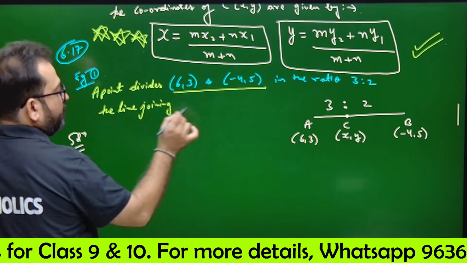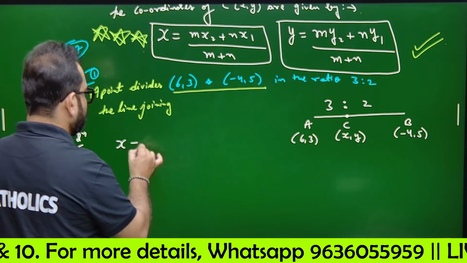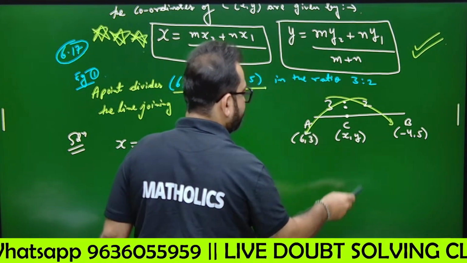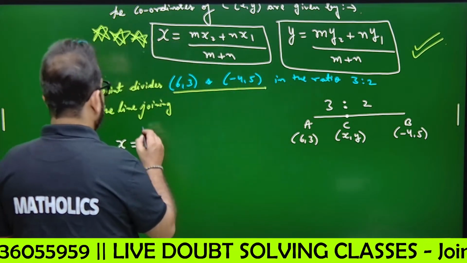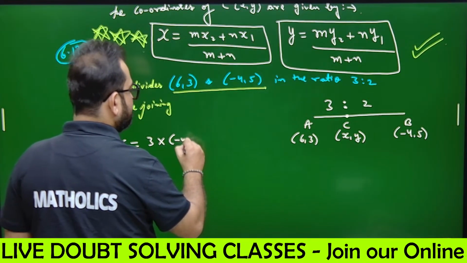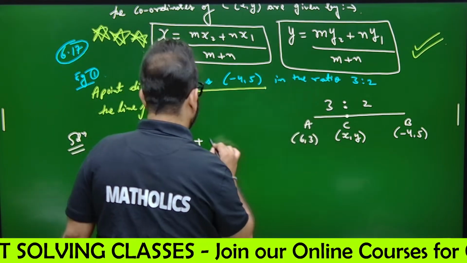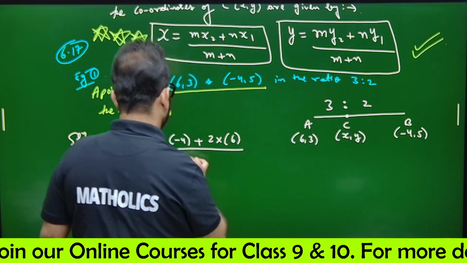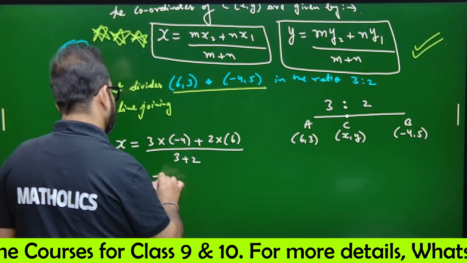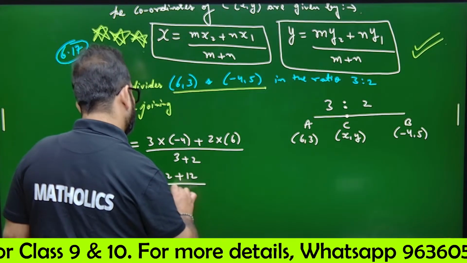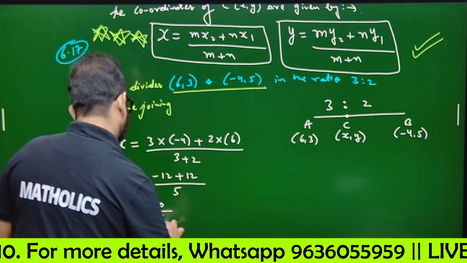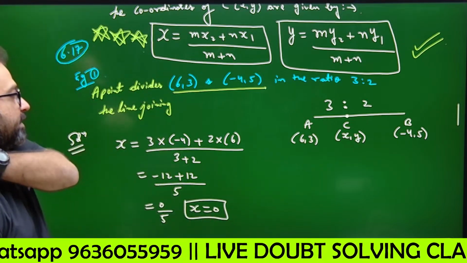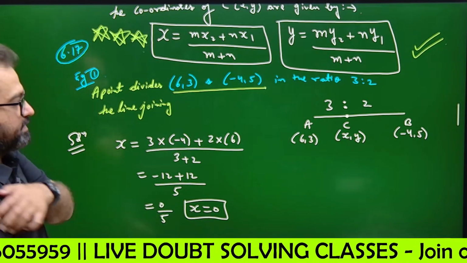For finding coordinates of C, we'll write X is equal to. This is 3. 3 will be multiplied by minus 4, and 2 will be multiplied by 6. So 3 multiplied by minus 4 plus 2 multiplied by 6, and whole upon this ratio you have to add, 3 plus 2. So this will be minus 12 plus 12 whole upon 5. So it is 0 upon 5. So X is equal to 0. Is it clear? Yes, sir.